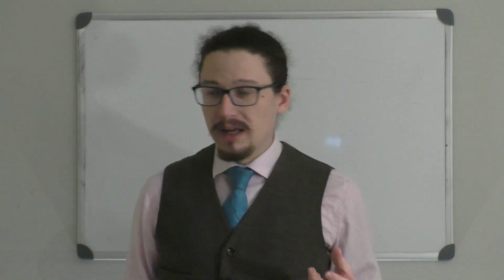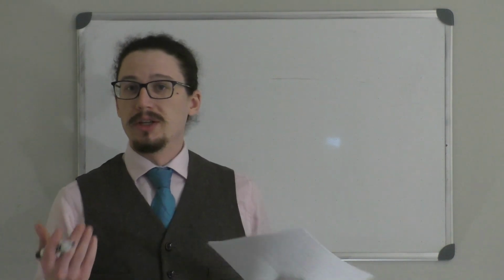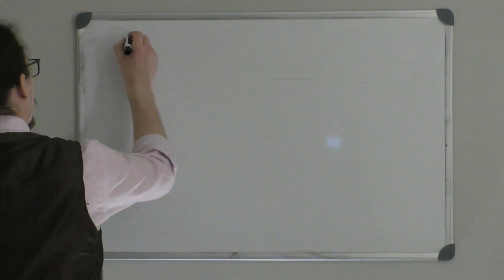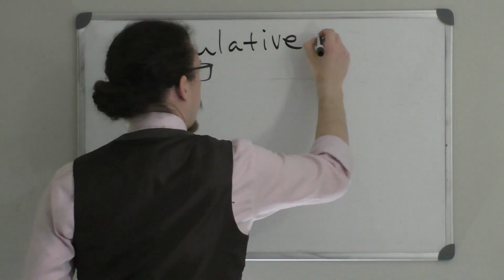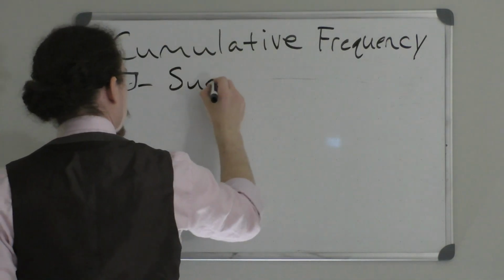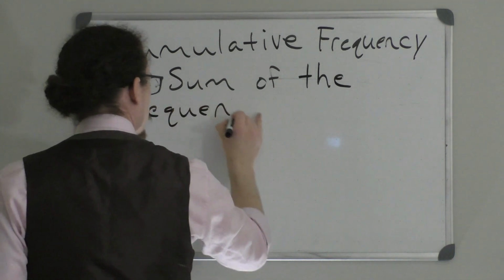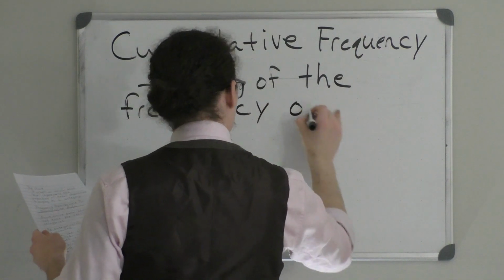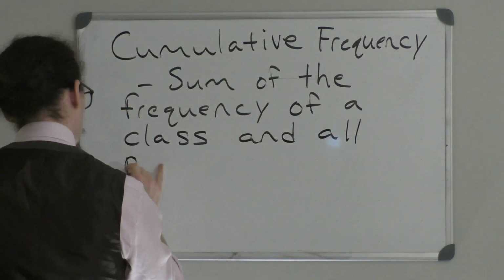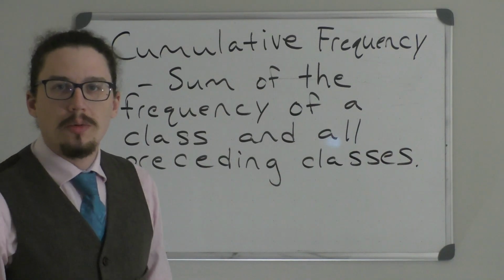All right, so where we get more of a difference is we have a couple of extra things for quantitative data that we can do versus our categorical data. One of those is what's known as the cumulative frequency. So, cumulative frequency, all right?